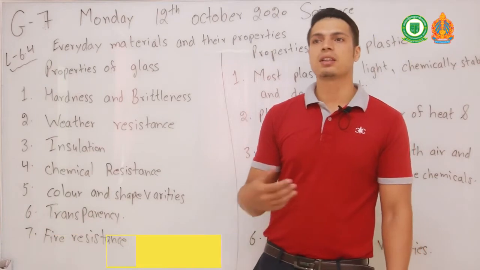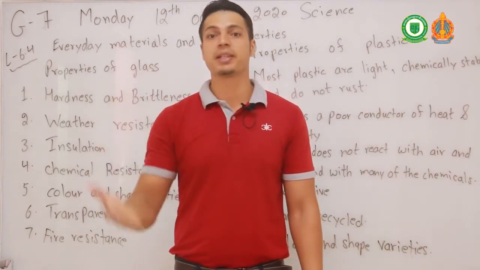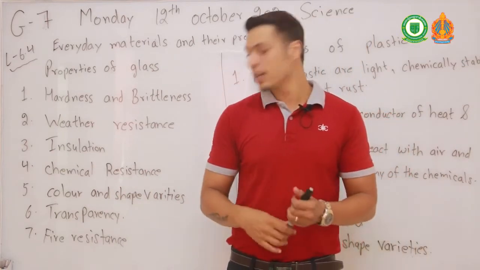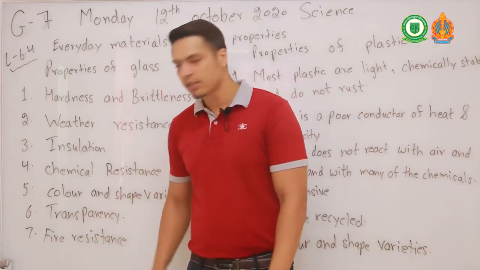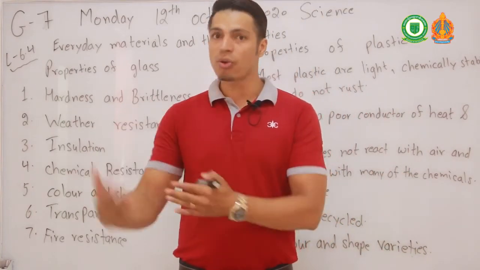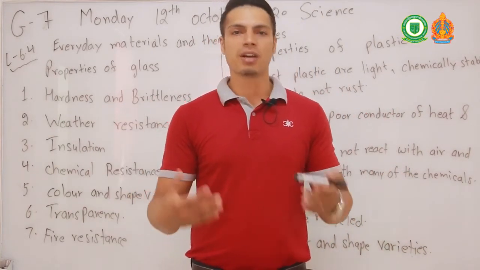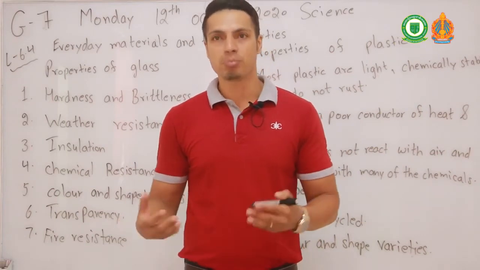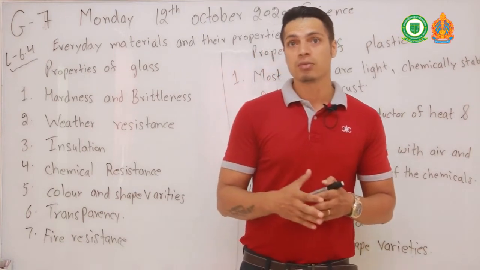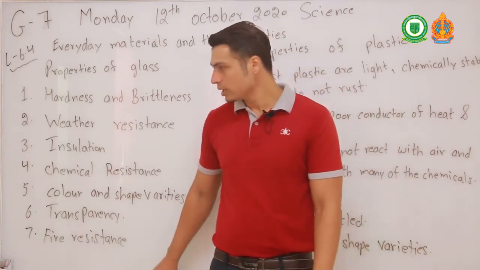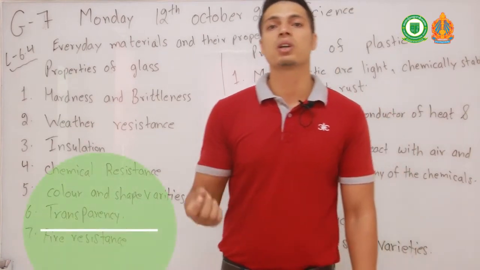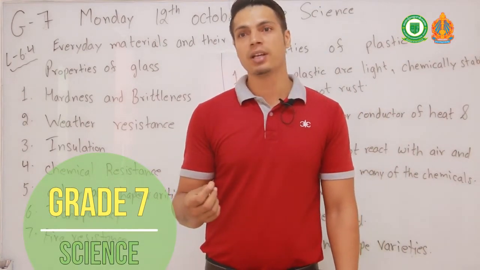Transparency, as I mentioned earlier, it is transparent, okay, and we can see through glass, okay. Fire resistance, okay, it is also fire resistant, but not for a long time. If you keep the glass on fire for a long time, it will melt, but for some time it is fire resistant, okay. And the other, it is a poor conductor of heat and electricity. Glass is a poor conductor of heat and electricity, okay.